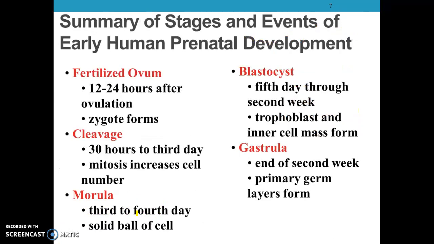All right, so here is a summary of the stages and events of early human prenatal development. This is very early on. We're not at the embryonic stage or the fetal stage or anything yet. Or actually, the embryonic stage is happening pretty soon.